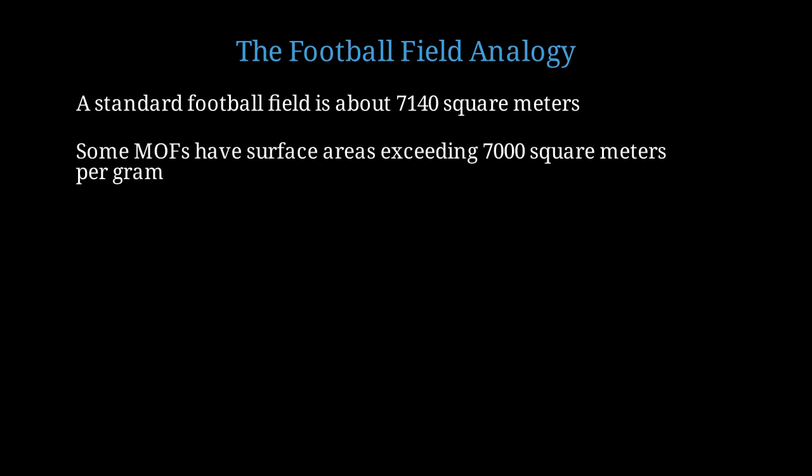A standard American football field, including the end zones, has an area of about 7,140 square meters. Remarkably, some MOFs have specific surface areas exceeding 7,000 square meters per gram. That means 1 gram has the surface area of an entire football field.